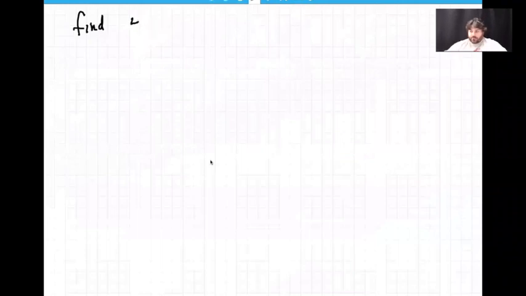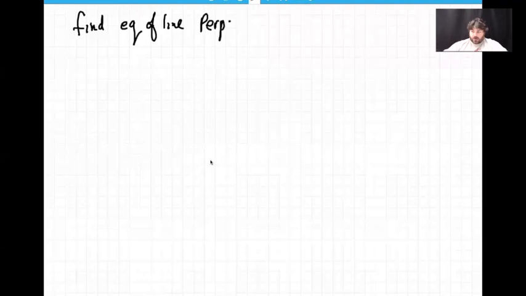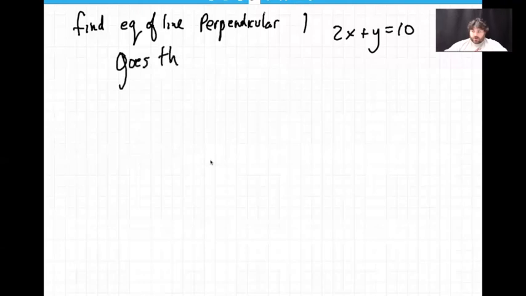All right, let's try another one. Find the equation of the line that goes through (4, 5). Oh, sorry, that was the last one. Find the equation of the line that is perpendicular to 2x plus y equals 10 that goes through (0, 6). I want to find the equation of the line that is perpendicular to this line, 2x plus y equals 10, that goes through (0, 6).